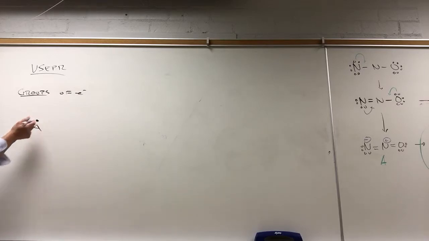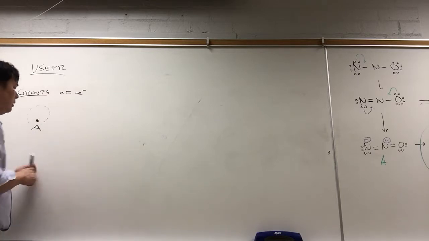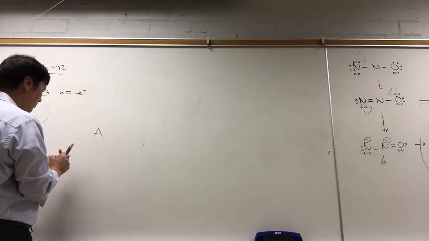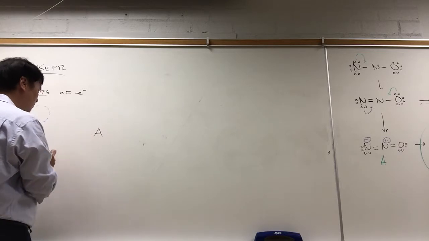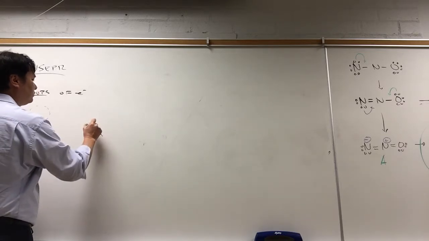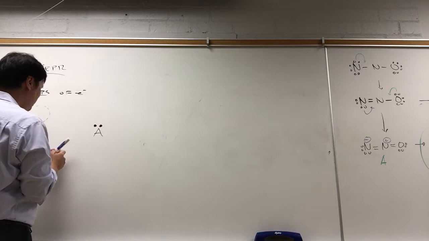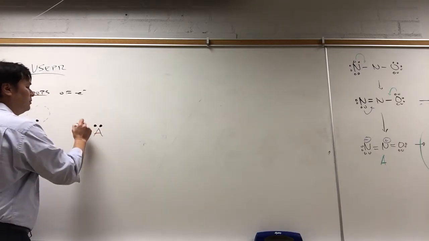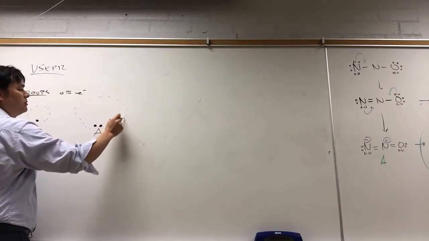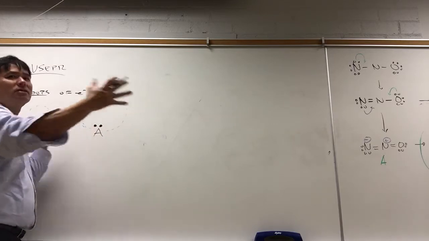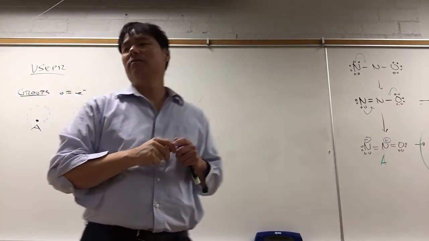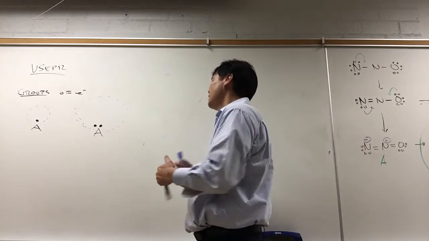The single electron in VSEPR has space requirements. It's still negative charge density. The electron cloud's going to take up some space. If we have a lone pair of electrons, there are two electrons there, and this is going to take up more space because you've got more electron density there, so it needs more room. In VSEPR, we're looking at this type of space.